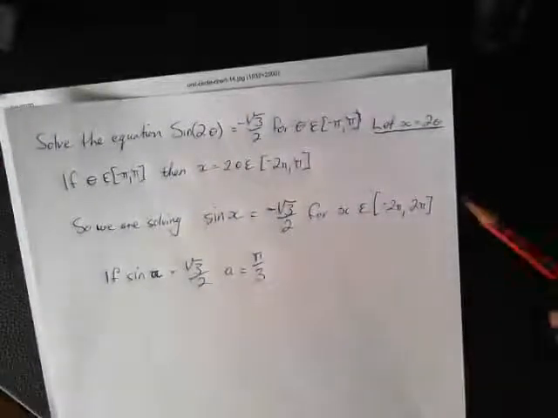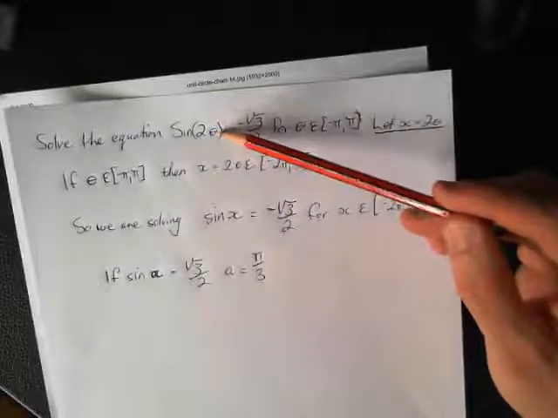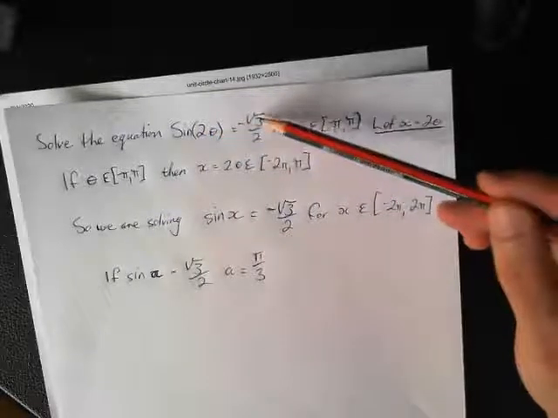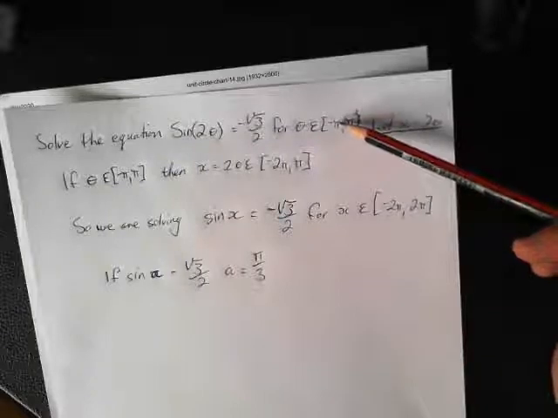So I'm going to do one more here. I want to solve the equation sine of 2 theta equals negative root 3 on 2 for theta as an element of negative pi to pi.